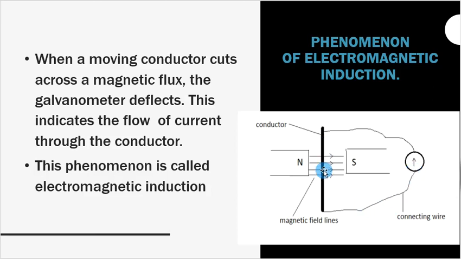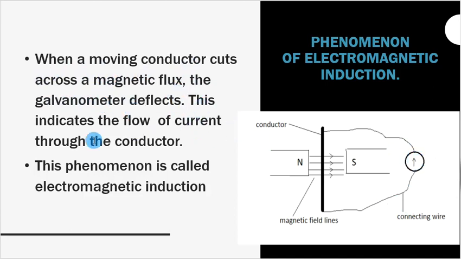So if we keep on moving this wire up and down so that it is cutting the magnetic flux, each time it cuts the magnetic flux, we see the galvanometer deflecting. By the way, a galvanometer has a zero in the center, and it has negative values on one side and positive values on the other side. When you move the conductor up and down, you will see the deflection of the galvanometer in different directions. So what we see is that when the moving conductor cuts across a magnetic flux, the galvanometer deflects.